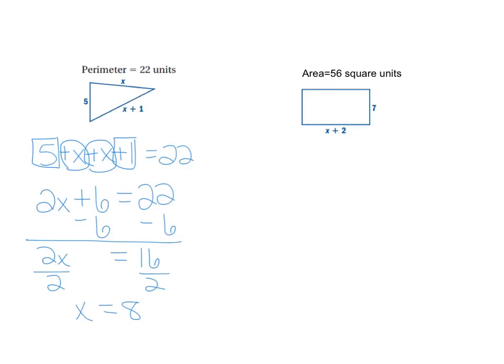Now, the next one tells us that the area of this rectangle is 56 square units. How do you find the area of a rectangle? The area of a rectangle is its length times its width, right? So what we're going to do, we're going to take the 2 sides, you multiply the sides of a rectangle to get its area. We're going to say 7 times the quantity x plus 2, because that's how you find the area of a rectangle. We're going to set that equal to 56.